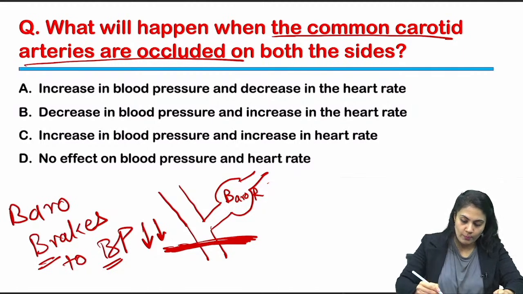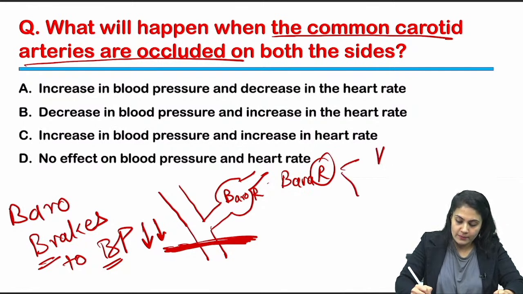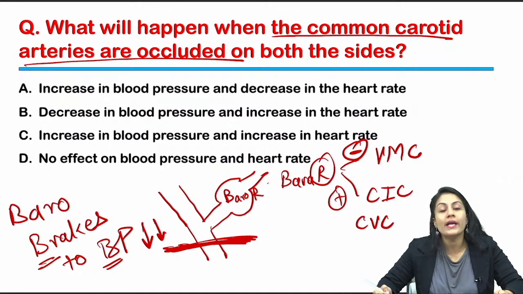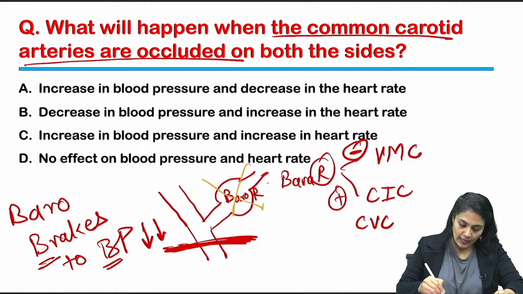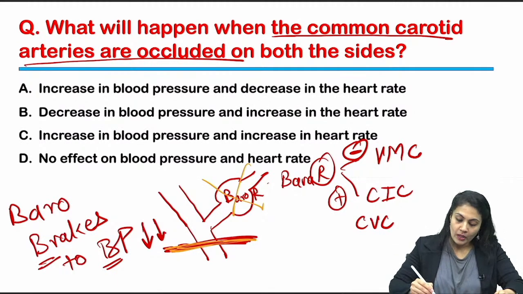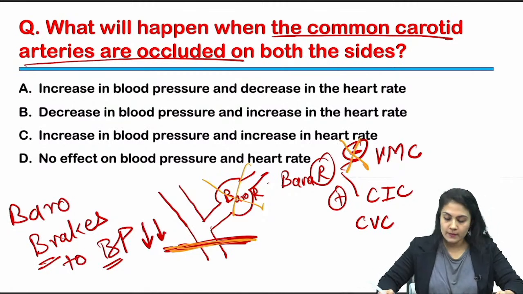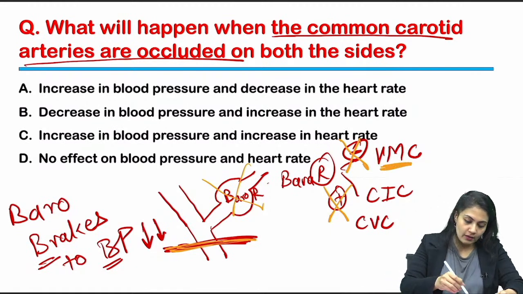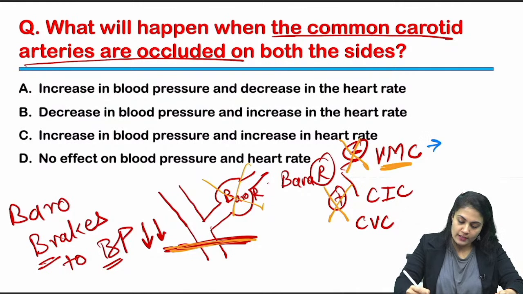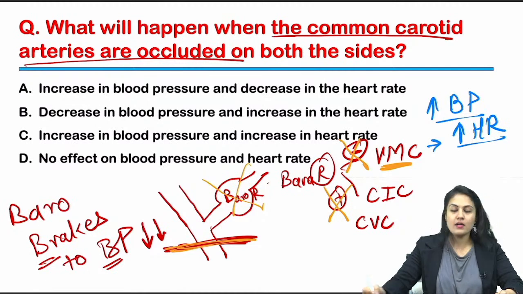So what baroreceptors do, there are two things. First is the VMC, that is vasomotor center, they usually inhibit, and the cardiac inhibitory center, we can say it as cardiovagal center, they usually stimulate. But since we occluded the artery, there will be no inhibition of VMC, there will be no stimulation of CIC, right? Vasomotor center will be activated, and if the vasomotor center is activated, the BP as well as the heart rate, both the things are going to increase.